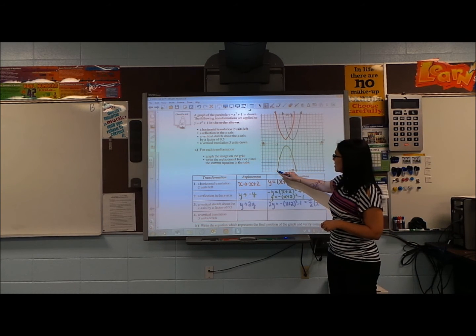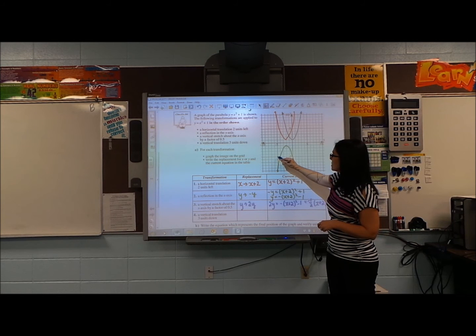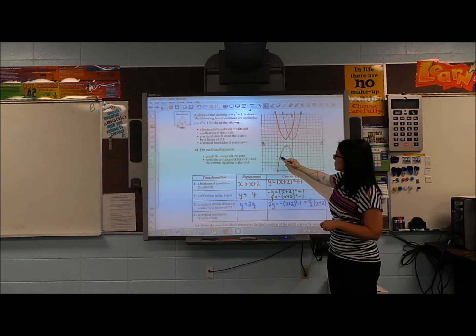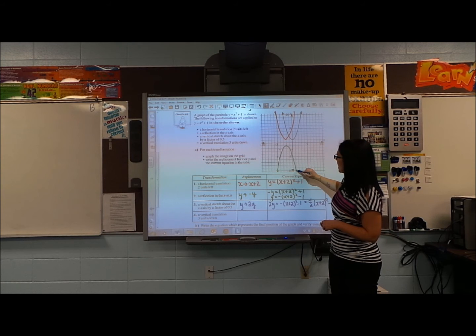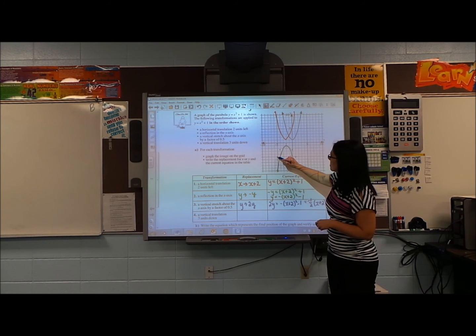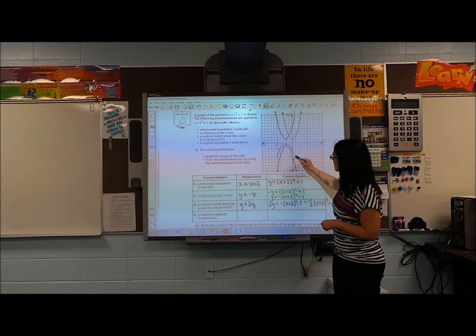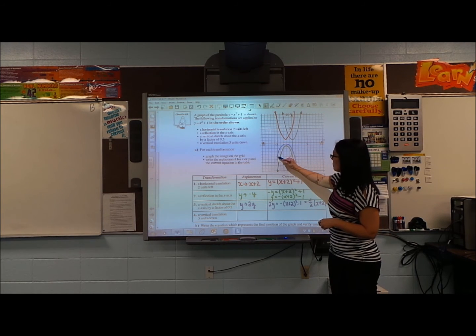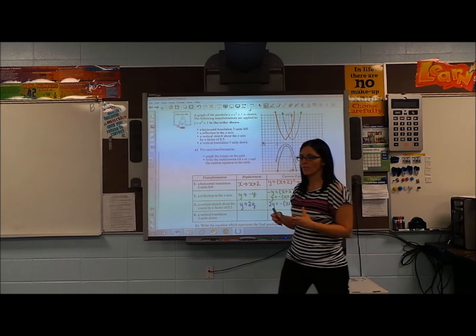So this is at negative 10. It is now going to move to negative 5. This one that was at negative 5 moves to 2.5. 1 moves to 0.5. 5 moves to 2.5. And 10 moves to 5. So this becomes my vertical stretch by a factor of 0.5.